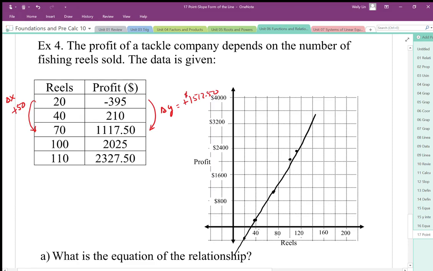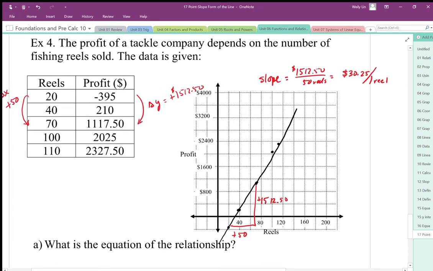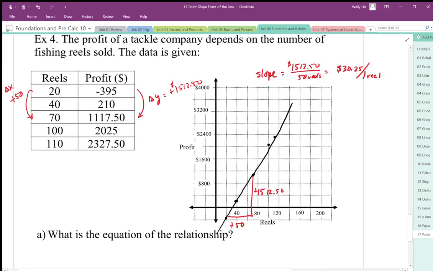So there's my change in x, my change in y. I can show that between these two coordinates as well. So my slope is going to show up like that: 1512.5 over 50 reels. So my slope ratio, I'm going to simplify this. 1512.50 over 50 reels works out to be $30.25 per reel. Remember that's a unit rate. It's always been compared to 1. So I have my slope.